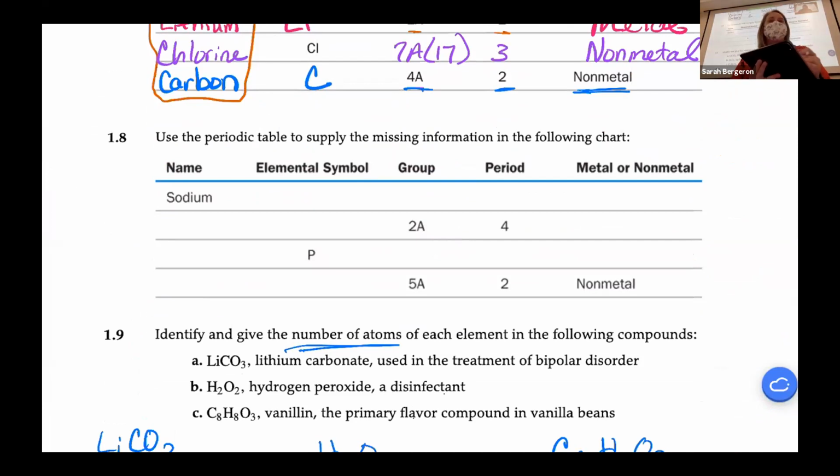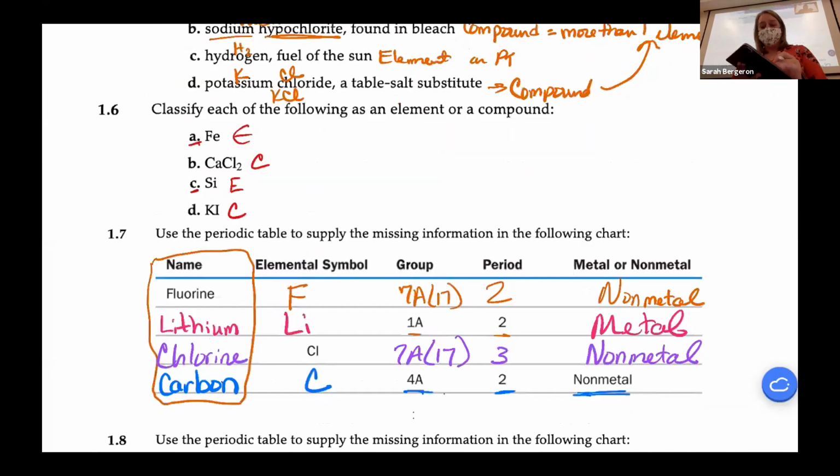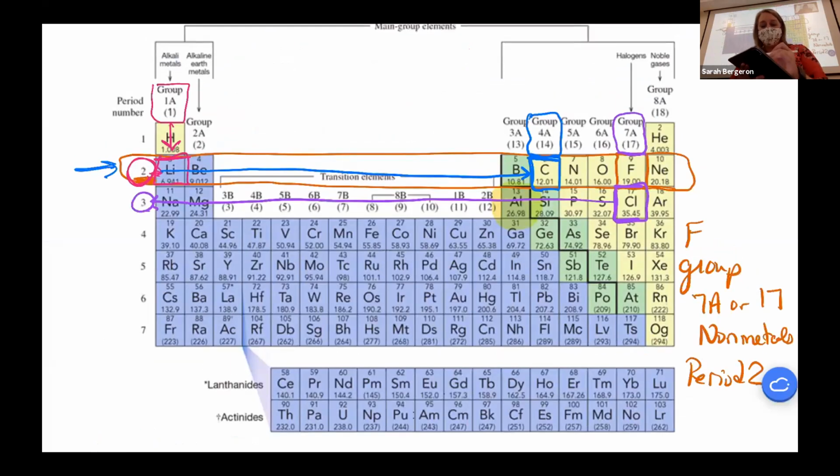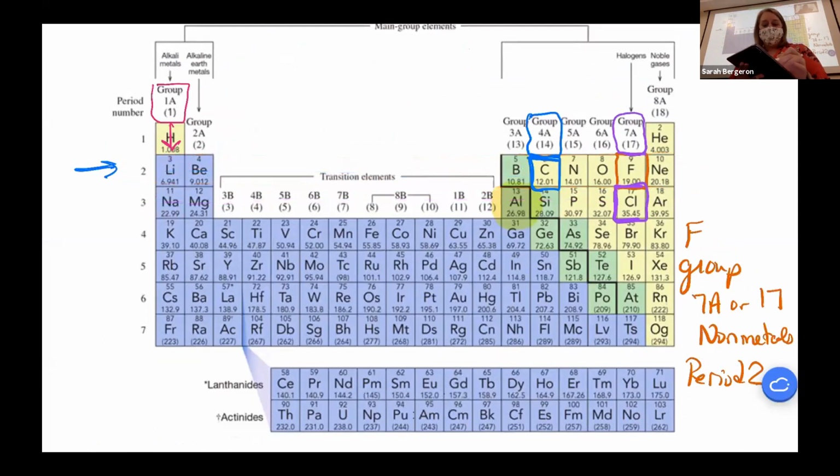Sodium. Here's one you actually have to go and look up. Anybody know offhand? Na. Okay, so if I go and look that up and find Na, I really need to get rid of this so that you can see things, right? Where's Na? Right here. So what are we looking for? We're going to want to know the period, and we're going to want to know the group. So you find the intersection between the two.